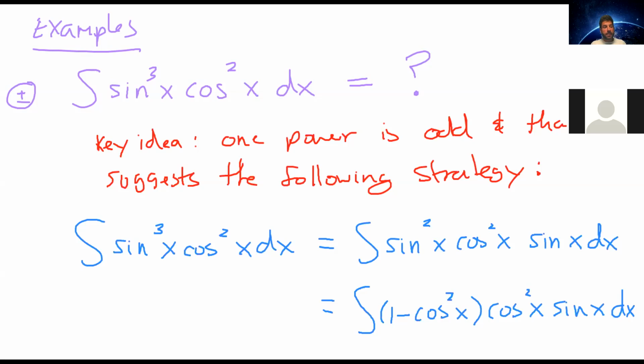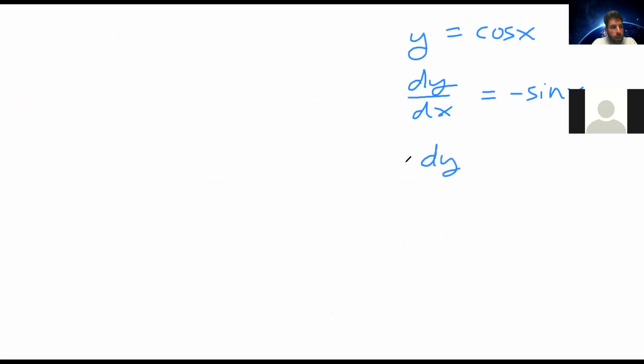Okay, so if I set it up like this, then when I look at this, I say, well, geez, if I just replace cosine with another letter, things are going to simplify quite easily. So if I do that, I'm going to choose y. If I set y equal to the cosine of x, then my dy dx is negative the sine of x, which means that negative dy is the same thing as sine of x dx.